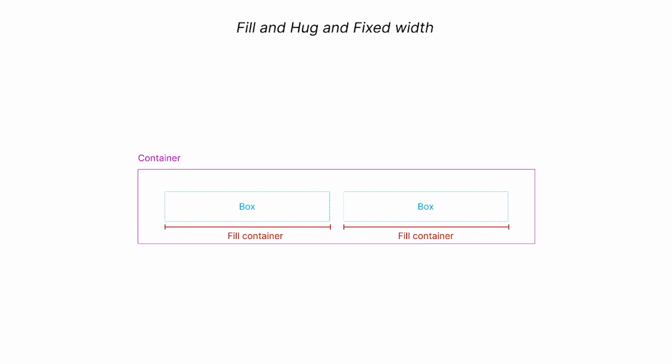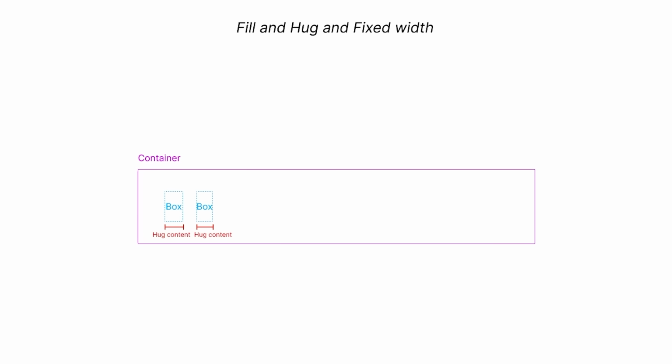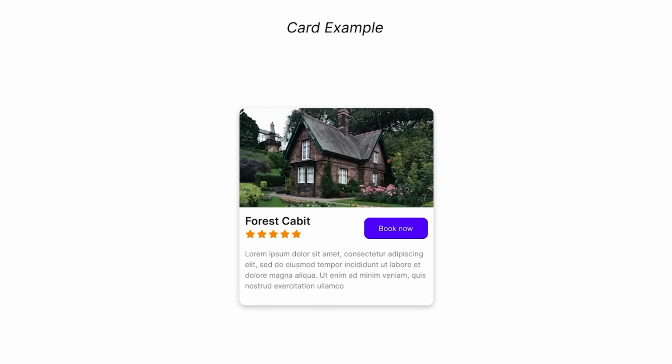We can also set the width of these boxes to hug contents, which will change the width to hug the contents inside it. Currently, we have a gap of 30 px between them. But what if I wanted to put them apart from each other at each end of the container? Well, we can set the gap to auto, and it will automatically set them apart at each end. And that's the basics of auto layout. Have a look at this card. This card has been created using auto layouts within auto layouts.